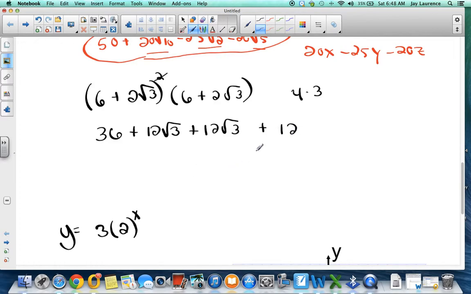All right, now this one does have like terms. Looks like I'm going to have a 48 from the 36 and the 12. And then how many rad 3s do I have? Looks like I have 24 rad 3s.